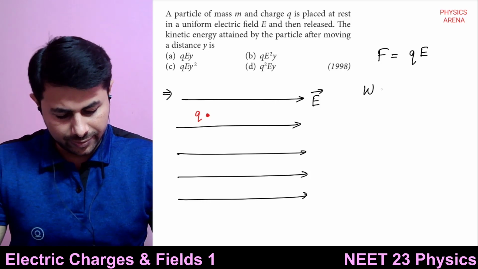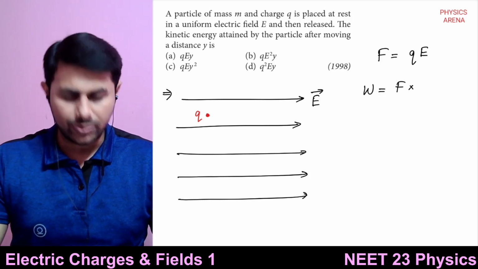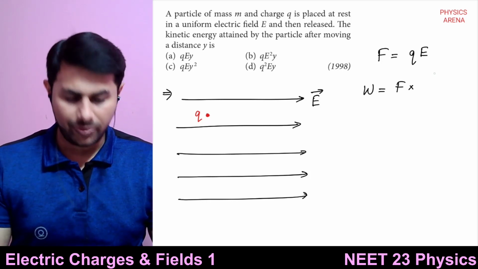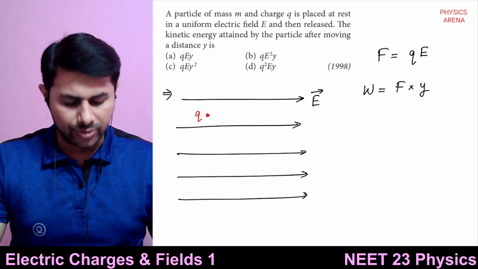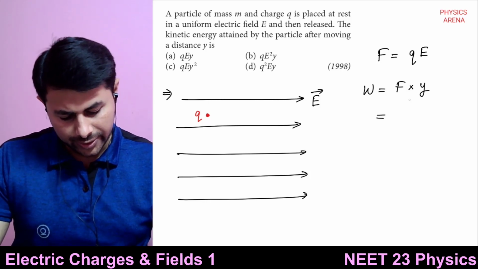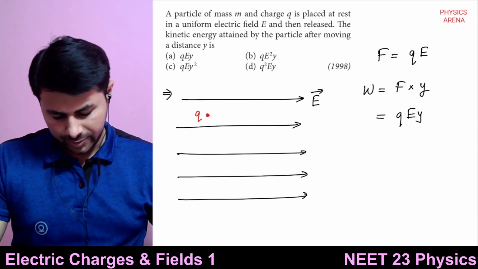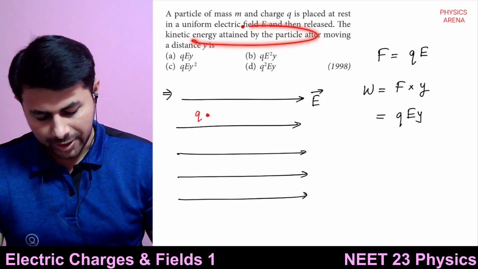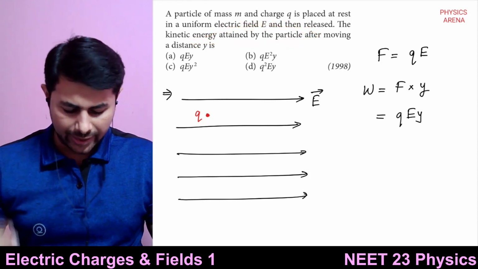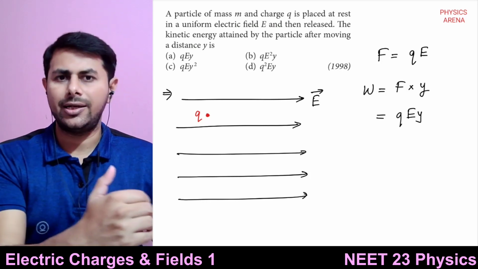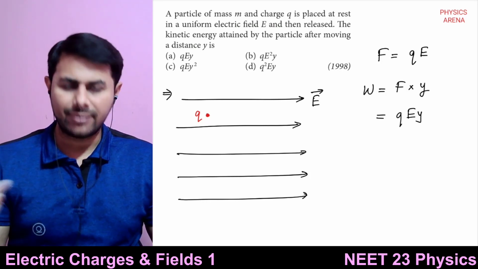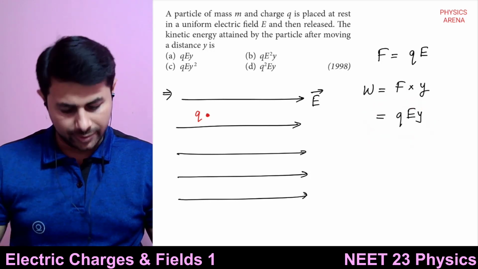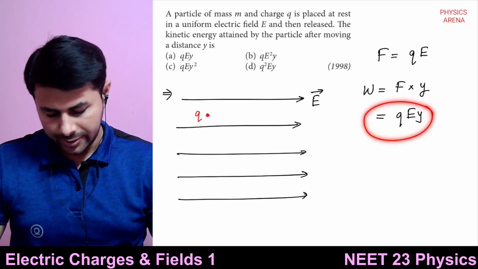So there is some work done. Work done is equal to force into displacement, because the force is constant. The electric field is uniform, so it is equal to F into y. So it is Q into E multiplied by y, and this work done gets stored as kinetic energy of the particle. The particle was at rest, and it is pushed by the electric field, so it gains kinetic energy equal to the work done by the electric field on the particle.